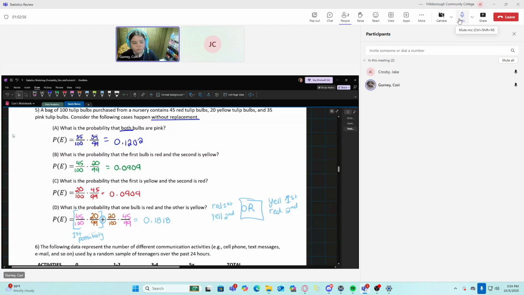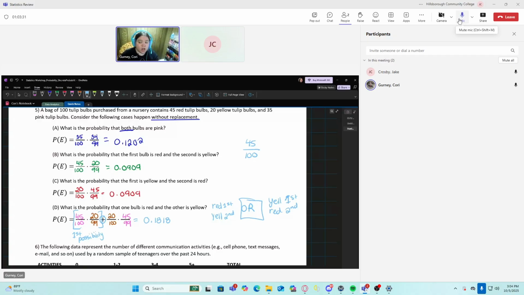I understand the math behind it and the rules, but intuitively my brain is telling me that if there's more red, then when you go to pick out one of the tulips, you're probably going to get a red, and you're going to get that one first, because the likelihood of getting it in the first place is already higher than getting a yellow. Sure. 45 over 100 is definitely more than 20 out of 100. I agree with that. 0.45 is definitely bigger than 0.2.